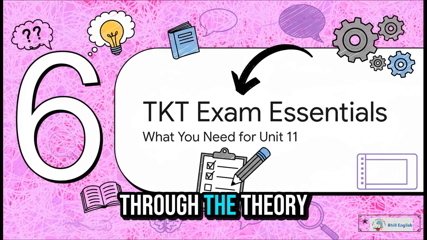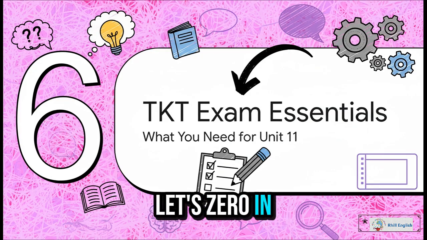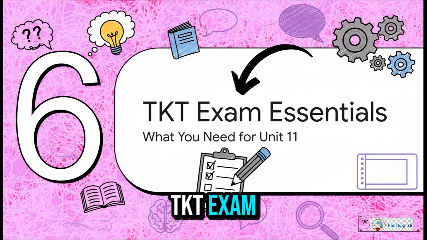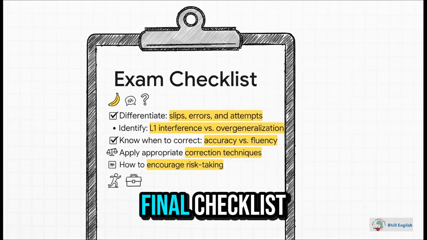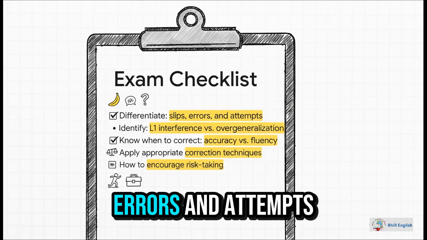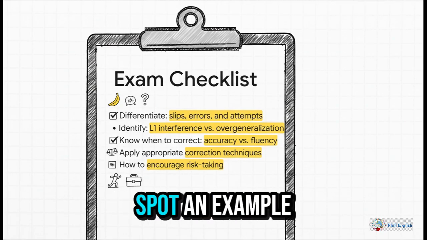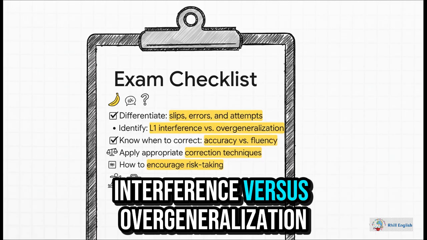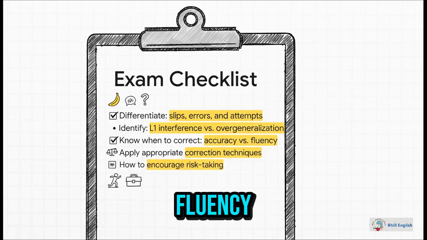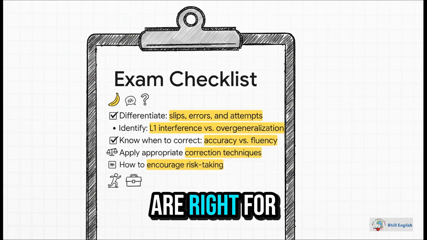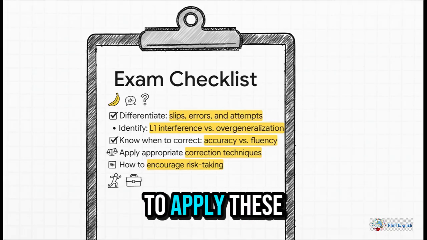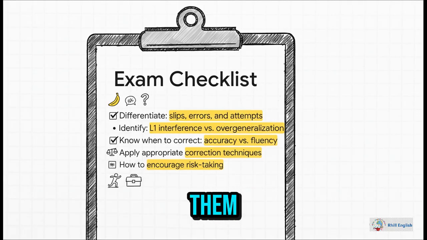All right, we've gone through the theory and the practice. Now let's zero in on exactly what you need to have down cold for Unit 11 on that TKT exam. Okay, here's your final checklist. You absolutely must know the difference between slips, errors, and attempts. You have to be able to spot an example of L1 interference versus overgeneralization. You need to understand when to correct for accuracy versus fluency and know which correction techniques are right for which situations. Remember, the exam will test your ability to apply these concepts, not just define them.